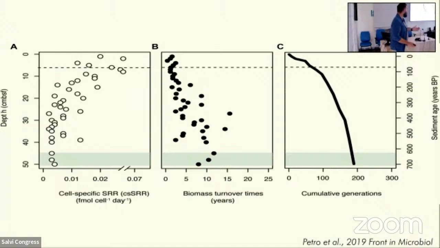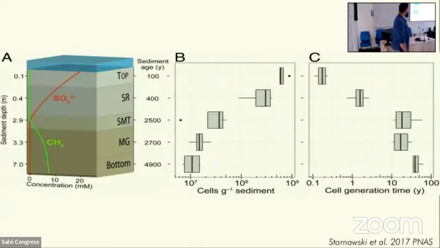Population measurements. And you can see that it goes from a few months at the top to 10 years at the bottom. At 50 centimeters, cells double in number, they turn over in 10 to 15 years. But it's even better if you look at the sulfate-methane transition zone in some areas, for example, here, where we are at 2.9 meters depth.